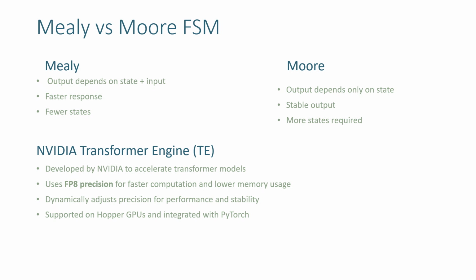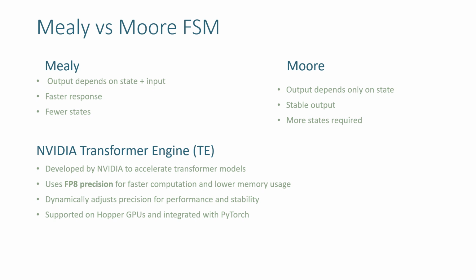Then I studied finite state machines, specifically Mealy and Moore models. I learned that in Mealy machines, the output depends on both current state and the input, making it faster but slightly less stable. In Moore machines, the output depends only on the state, making it more stable but requiring more states.